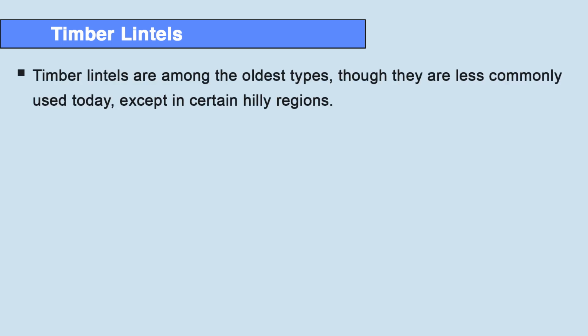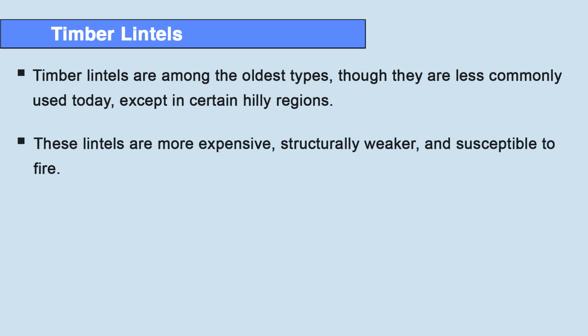Timber lintels are among the oldest types, though they are less commonly used today. We can see timber lintels rarely in hilly regions, but in most cases they are obsolete. These lintels are more expensive, structurally weaker and susceptible to fire, which is the biggest disadvantage with the timber lintel. Additionally, they can decay if they are not properly ventilated.